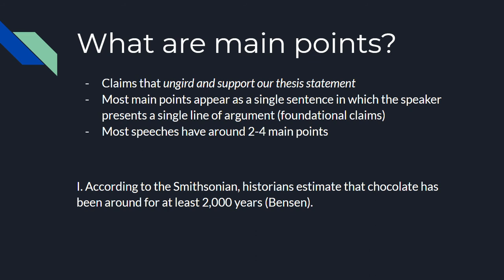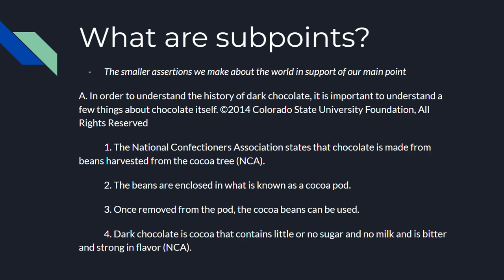So I didn't list all the main points within the outline just because that would have taken up so much space. But their first main point was, "According to the Smithsonian, historians estimate that chocolate has been around for at least 2,000 years." So we can see immediately that is their point. It is in a single sentence, it is straightforward, and they have a citation, which is amazing. What are subpoints?